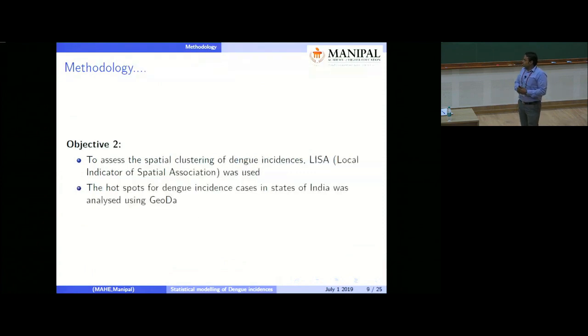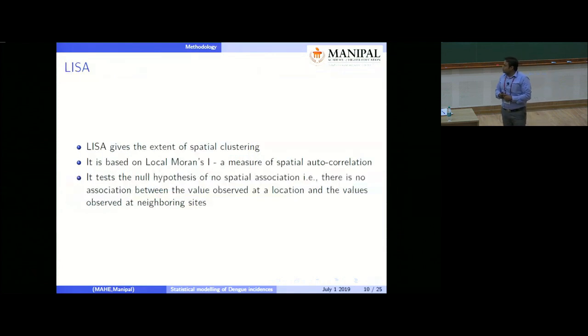For the second methodology, it was more of a spatial analysis. We used a technique called LISA, which is Local Indicator of Spatial Association, and we carried out this analysis in a software called GeoDa. So here is more about LISA. LISA gives the extent of spatial clustering, that is, how the dengue cases are clustered in different locations. And this LISA is based on local Moran's I.